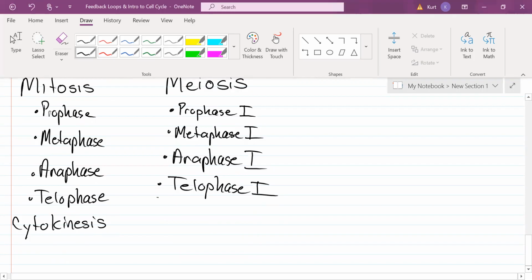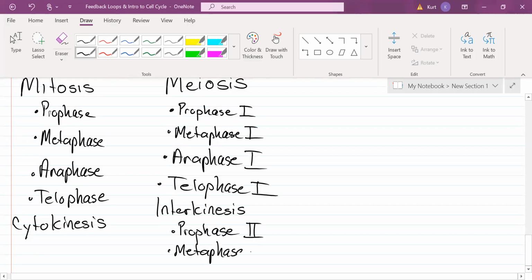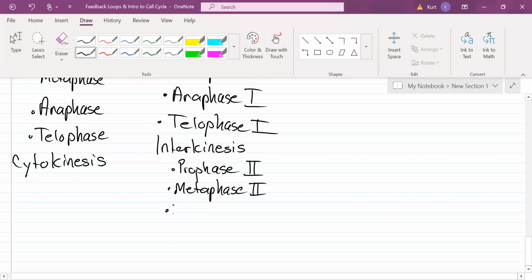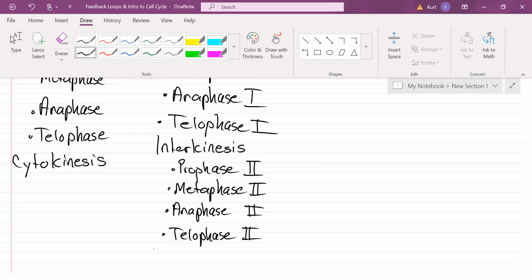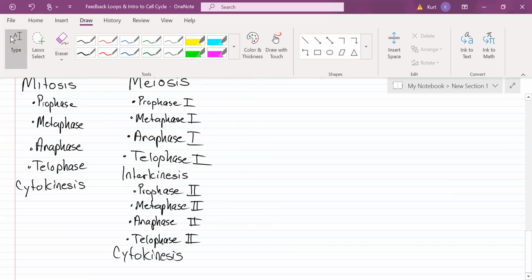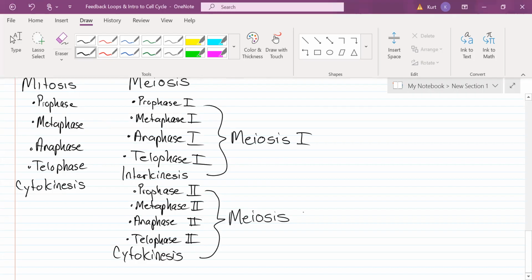In meiosis, you go through interkinesis, and then you go through prophase 2, metaphase 2, anaphase 2, telophase 2, and then you have cytokinesis at the end. Prophase 1, metaphase 1, anaphase 1, telophase 1, and interkinesis are known as meiosis 1. Prophase 2, metaphase 2, anaphase 2, telophase 2, and cytokinesis are known as meiosis 2.